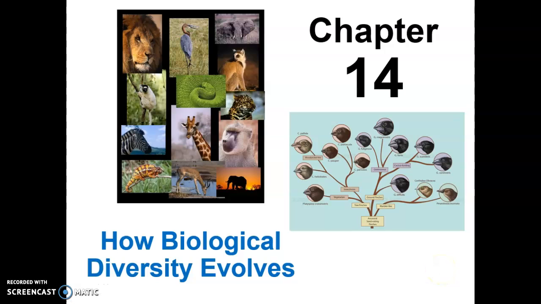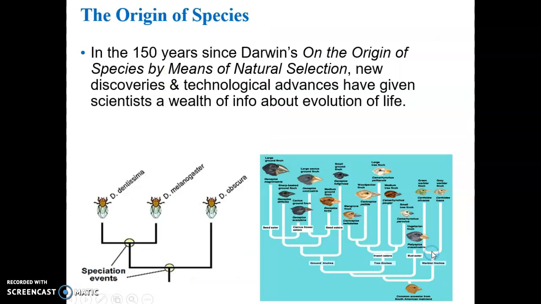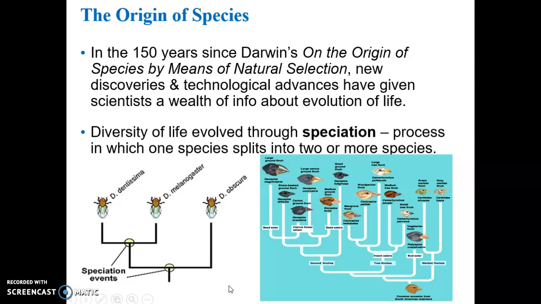Chapter 14, How Biological Diversity Evolves. We'll continue some of the concepts we saw in Chapter 13 in this chapter, and there'll be a little bit of repetition. Looking at the origin of species, in the 150 years since Darwin's On the Origin of Species by Means of Natural Selection, new discoveries and technological advances have given scientists tons and tons of information about the evolution of life on Earth.